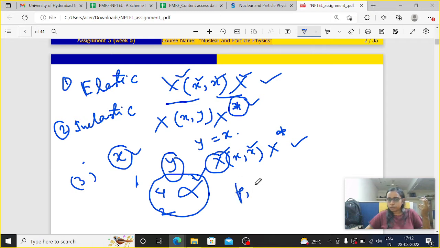Otherwise proton may be a projectile, neutron may be a projectile, gamma photon is also a projectile. So projectile is basically a very small particle which can hit the target. In general we are talking about the target as a very heavy nucleus, a very heavy particle. But small x is a very small particle, it may be proton, neutron, gamma, alpha particle, and all these things.